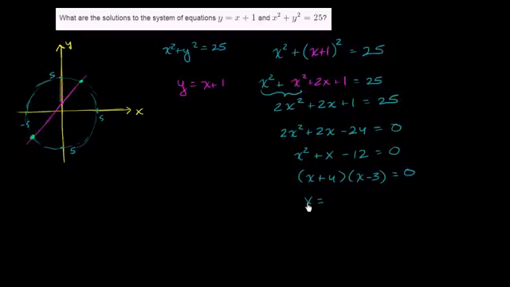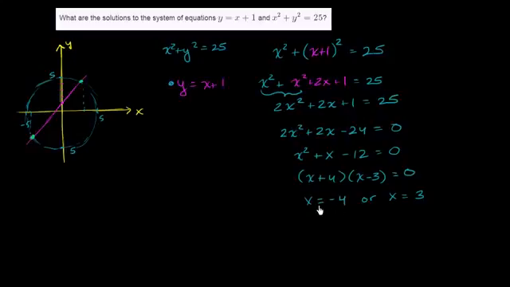So x could be equal to, well, if x plus 4 is 0, then that would make this whole thing true. So x could be equal to negative 4, or x could be equal to positive 3. So this right over here is a situation where x is negative 4. This right over here is a situation where x is 3. So we're almost done. We just have to find the corresponding y's. And for that, we can just resort to the simplest equation right over here. Y is x plus 1.